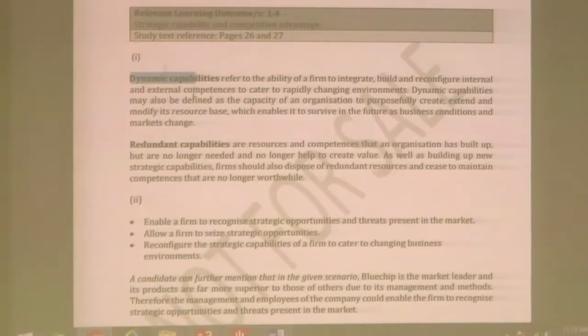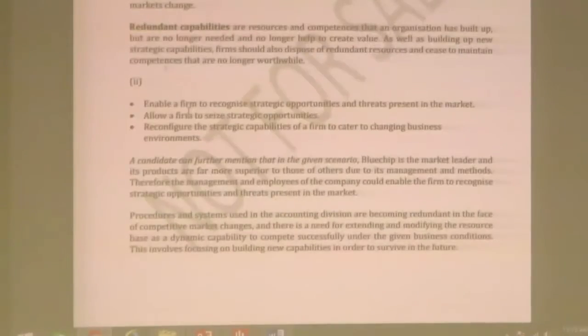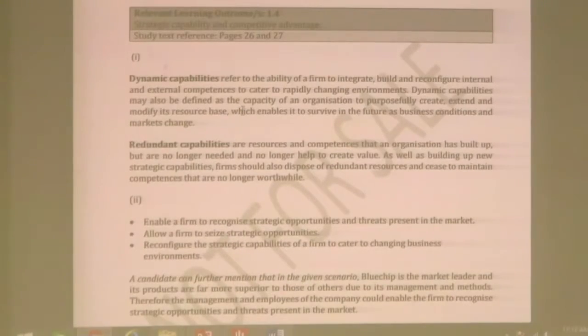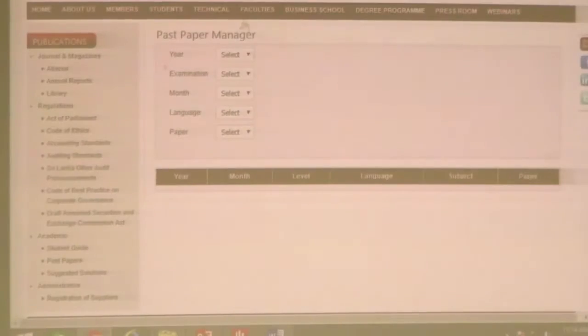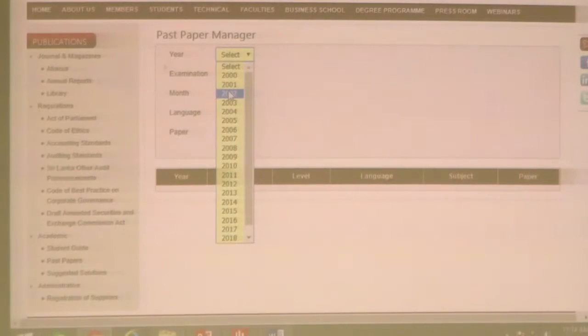See, with dynamic capabilities and redundant capabilities, look at how he is segregating the answer. Are you writing the answer like this? Or are you just writing paragraphs and paragraphs and paragraphs? If not, this is an eye opener.